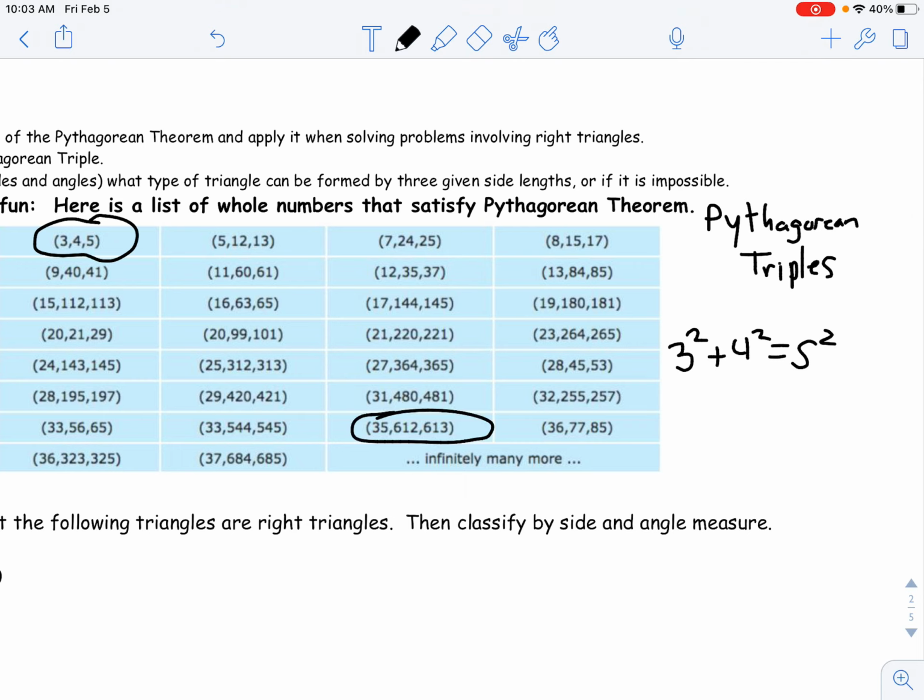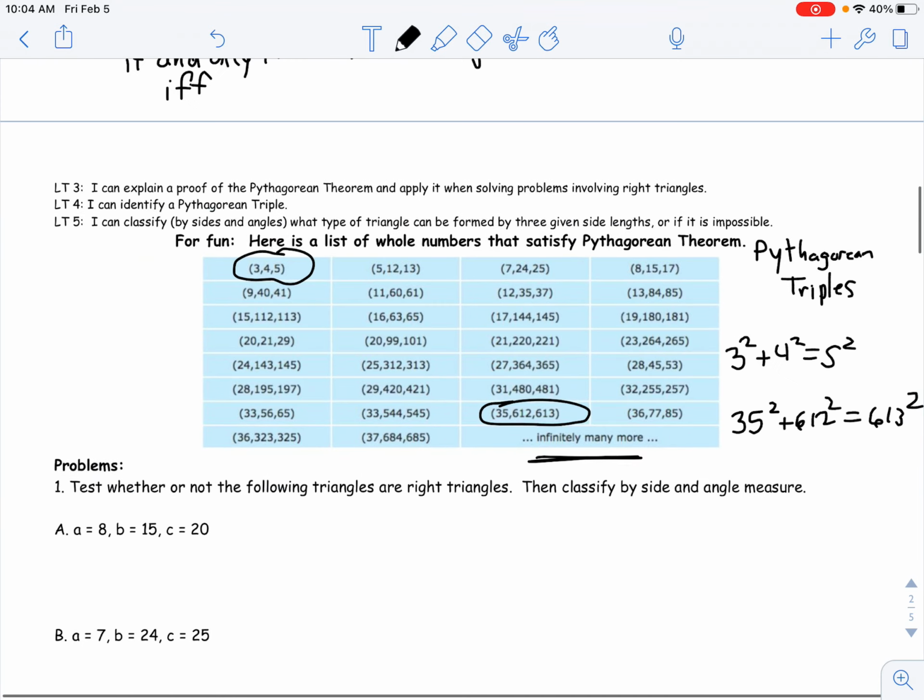Or you can even look at this one right here. This is a Pythagorean triple because 35 squared plus 612 squared equals 613 squared. That's kind of interesting. I would have never guessed. All right, and there's an infinite amount. They're just whole numbers that satisfy the Pythagorean theorem. So if it asks you, is this a Pythagorean triple? Just plug it into the Pythagorean theorem, and if it works, then the answer is yes.